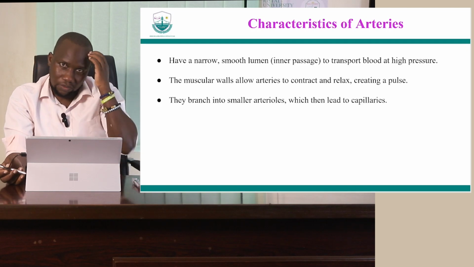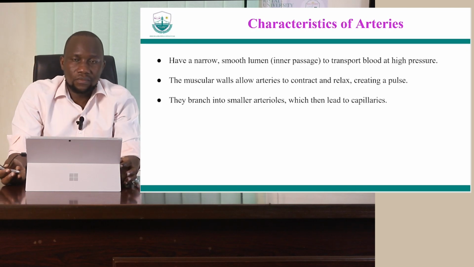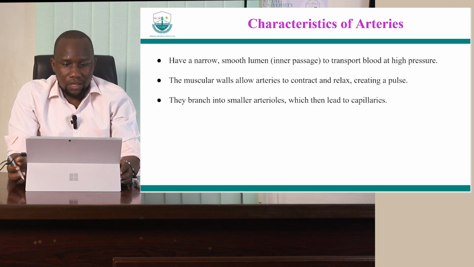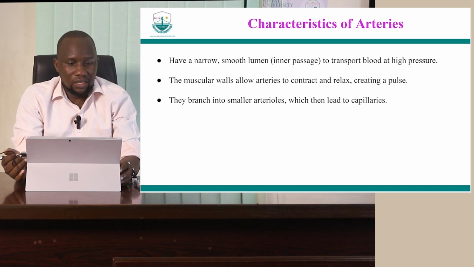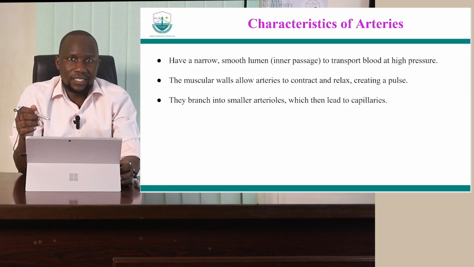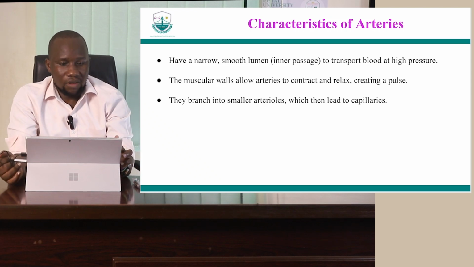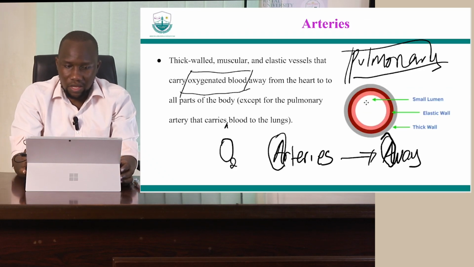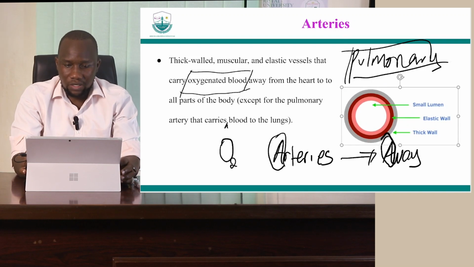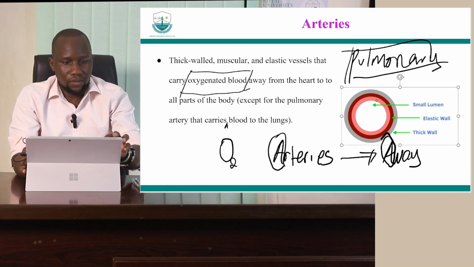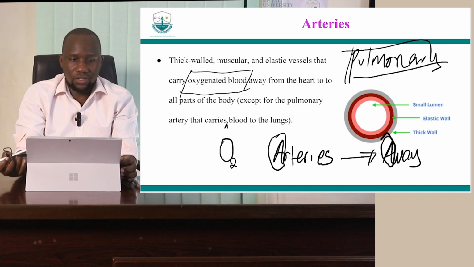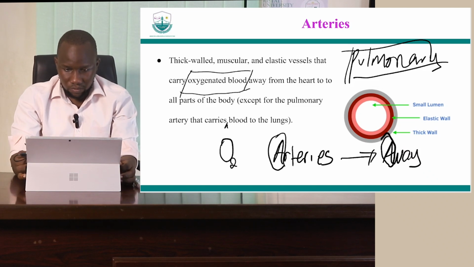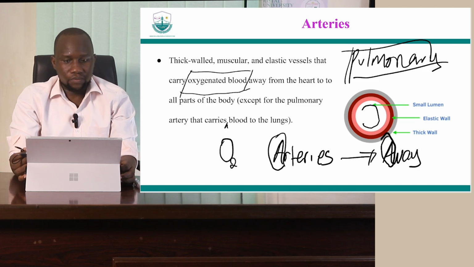So we move to summarizing the arteries. They are very narrow. The lumen, when we talk about the lumen, we are referring to the space through which the blood flows. This white space here is what we call the lumen.